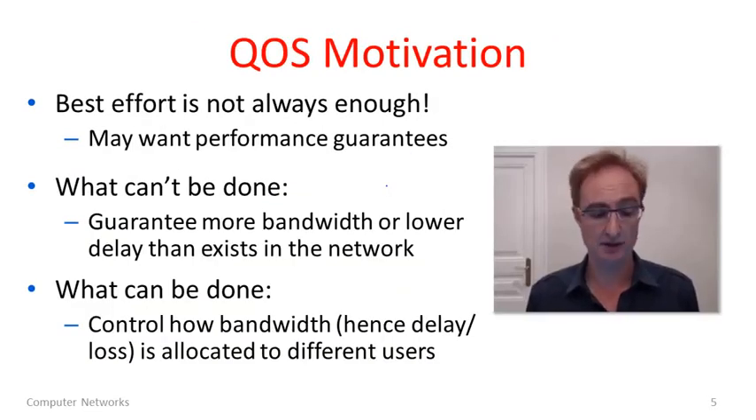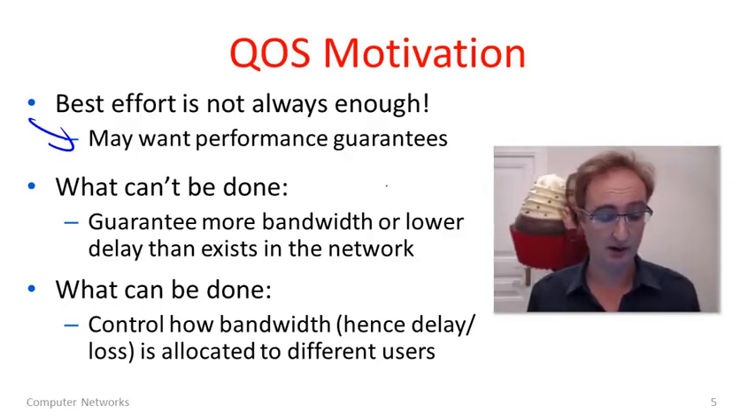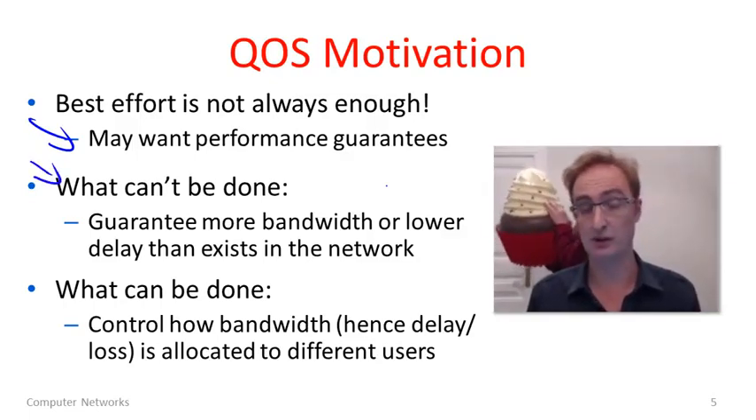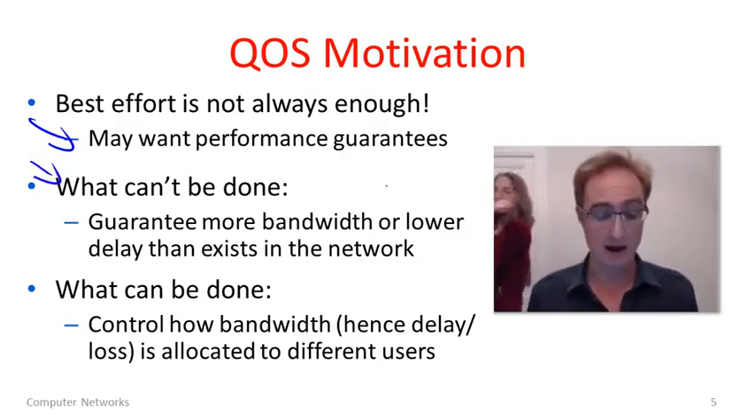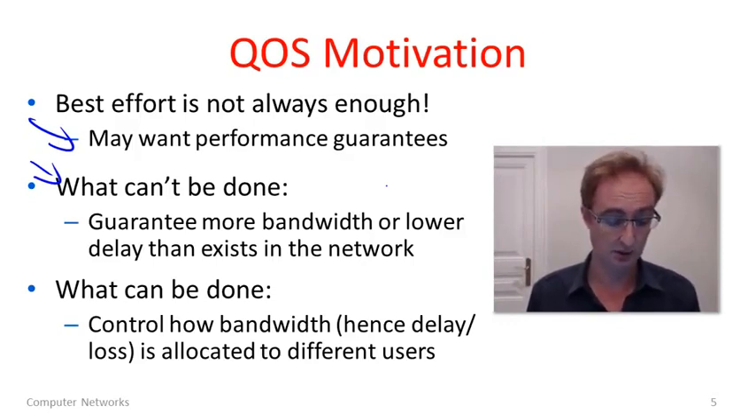But sometimes best effort just isn't enough. You might want different kinds of performance guarantees if you needed a minimum amount of bandwidth to make the application work, and so forth. So that's what quality of service will try and provide. Now, we've got to be a little careful though. There are some things we can't do because they're just impossible. We can't guarantee more bandwidth than the network can actually provide, or lower delay than it takes for messages to actually cross the network. So we can't do the impossible.